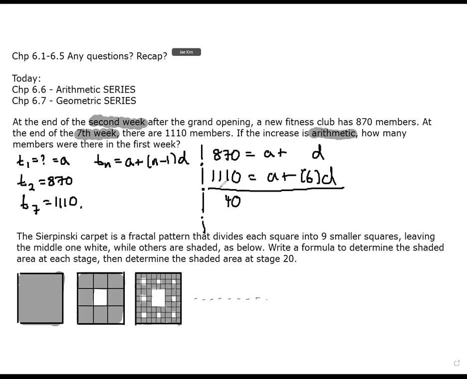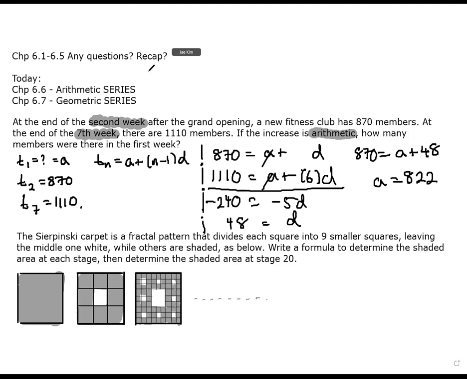If I were to subtract the first equation from the second equation, I would get 240. Correct me if I'm wrong. A minus A is nothing. And D minus 6D is negative 5D, which makes my D value 48. Great. I can plug this into any of these equations I want, but I think it's easy to do the first one because that's T2. T2 being 870 is equal to A plus 48. That means the starting value when we first opened up this club was 822 members. Done.